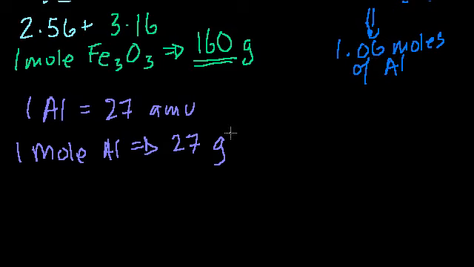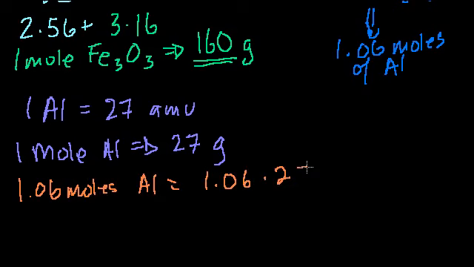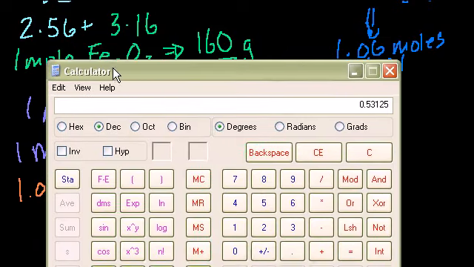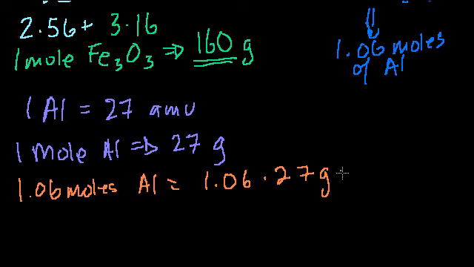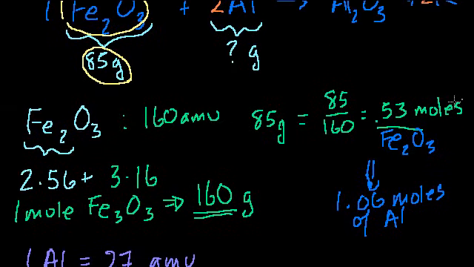So if we need 1.06 moles, how many grams is that going to be? So 1.06 moles of aluminium is equal to 1.06 times 27 grams. And what is that? 1.06 times 27 equals 28.62. So we need 28.62 grams of aluminium in order to essentially use up our 85 grams of the iron 3 oxide.